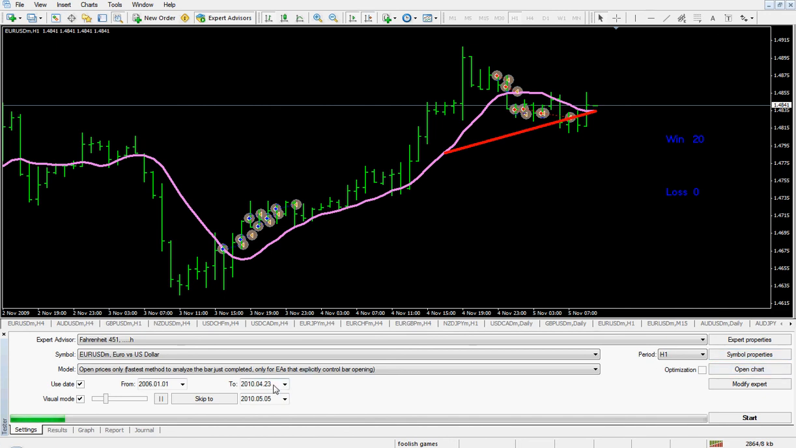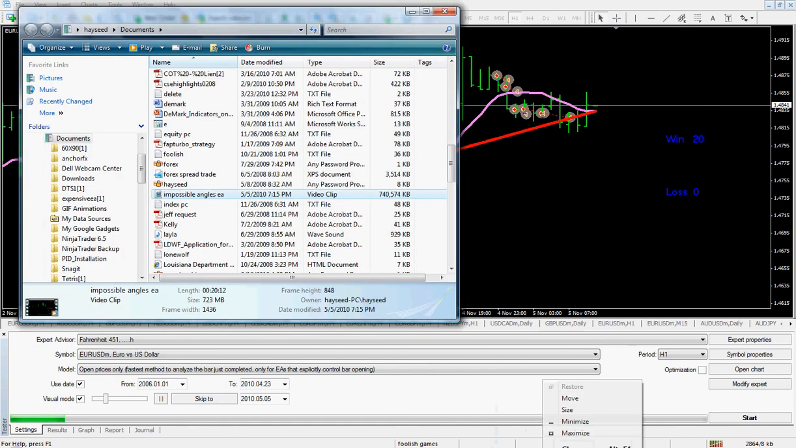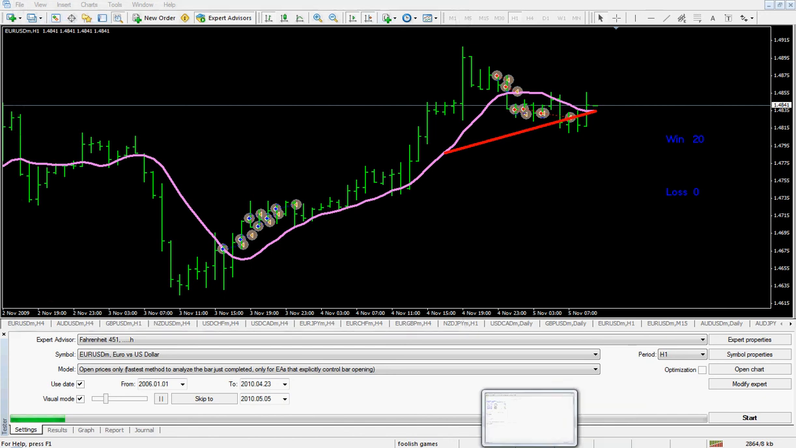Okay, I think we're done. I'm done anyway. How do you turn this thing off? It's supposed to be a stop button somewhere. Huh. I don't see the stop button. Oh, there it is.